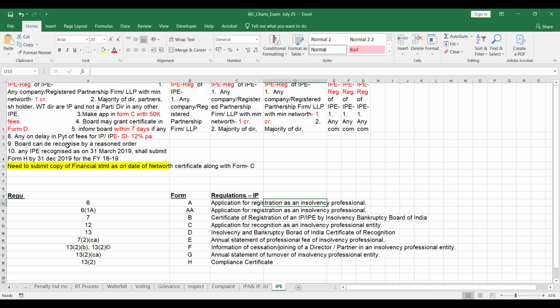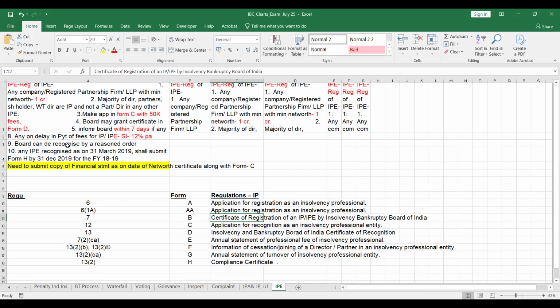Application for registration as an insolvency professional is Form A. And if you are an IPE, then you have to submit Form AA. Certificate of registration of an IP or IPE will be given in Form B. Application for recognition as an insolvency professional entity is Form C. Insolvency and Bankruptcy Board of India certificate of registration, recognition, is in Form D.